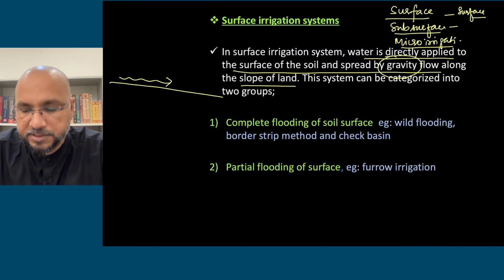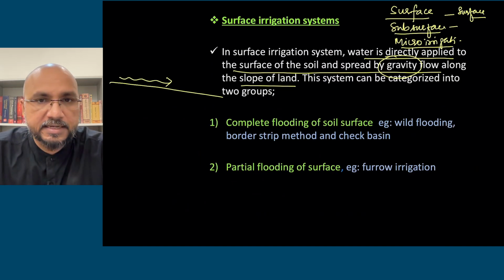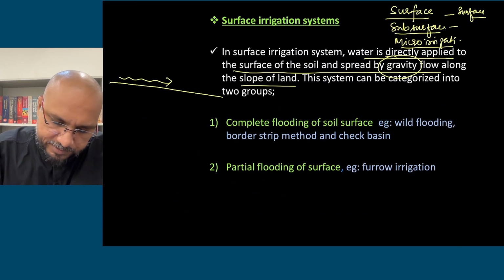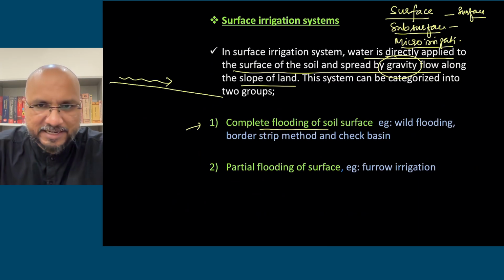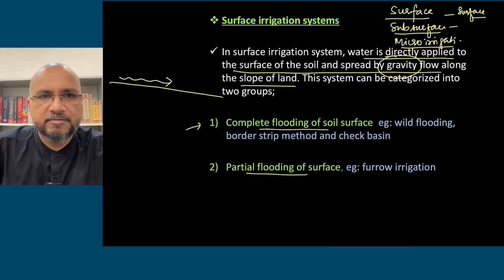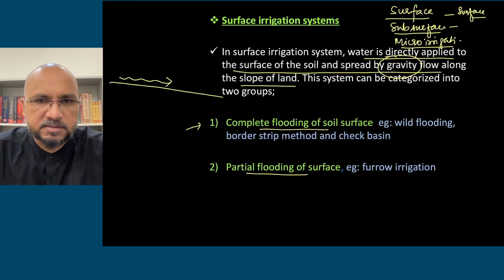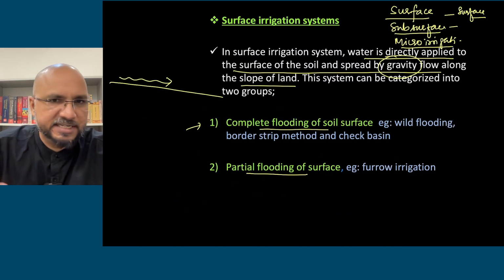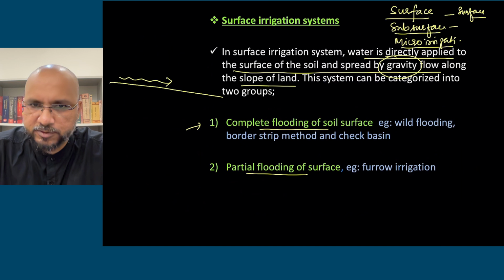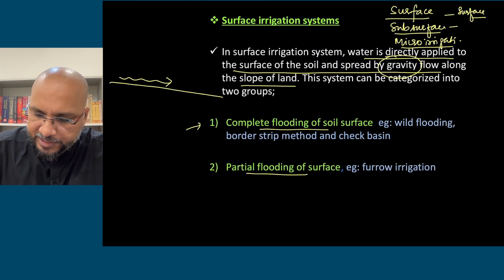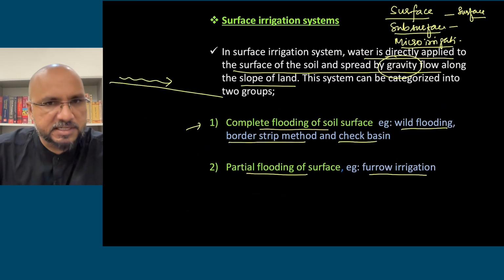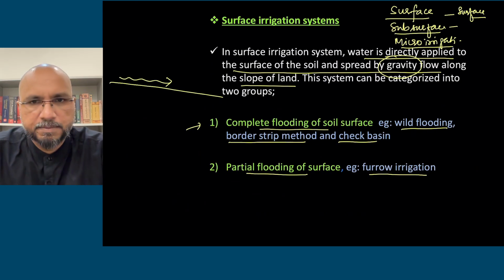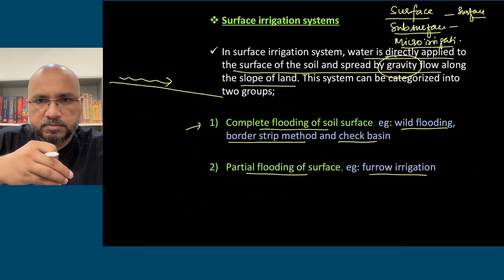Now surface irrigation method is again divided into two types. Complete flooding, where the entire surface of the soil is made wet, and partial flooding, where only part of the surface is made wet. Okay, पूरा surface गीला नहीं होता, only part of the field is made wet. So partial flooding में we have furrow irrigation methods. Commonly it is used. So complete flooding में we have wild flooding, border strip method and check basin. We will discuss these three. And partial flooding में we use furrow irrigation.